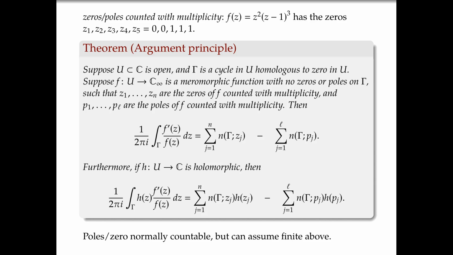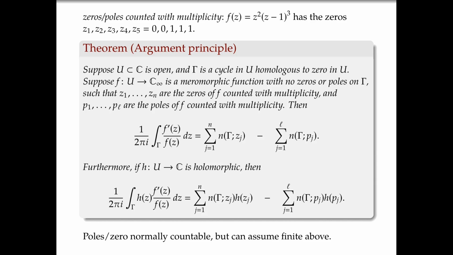Now this restriction about finitely many zeros and finitely many poles is not really a big deal. Normally in an open set, the number of zeros and poles is countable. It could be a large set, it could be infinite, but we can assume finite. I'll leave this as an exercise: there are really only finitely many zeros or poles inside any gamma. As long as gamma is homologous to 0, if we look at all the points around which the winding number is non-zero, then there are at most finitely many such zeros and finitely many such poles.